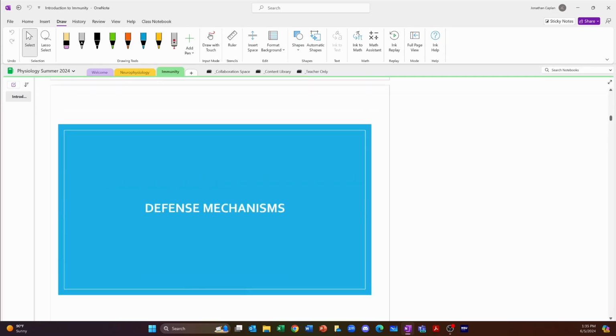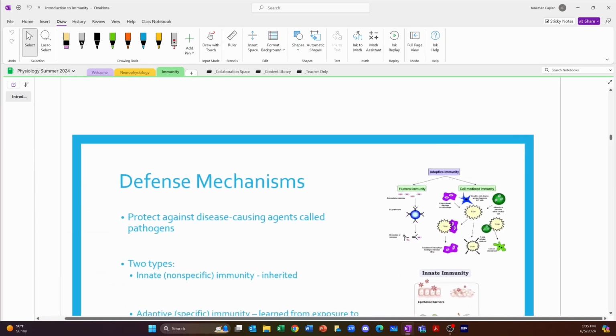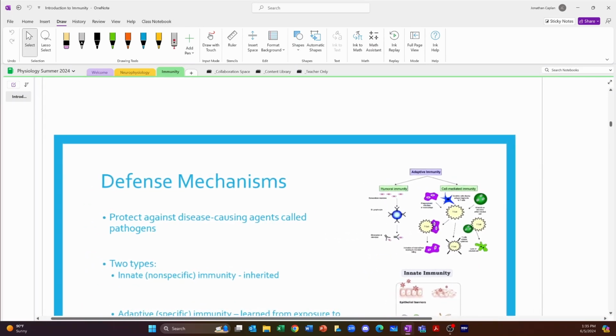It's funny. Okay, our defense mechanisms. We have to be able to protect ourselves from the outside environment.